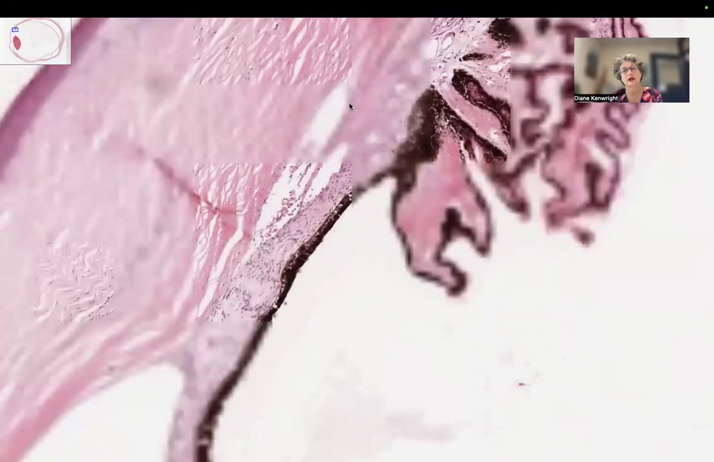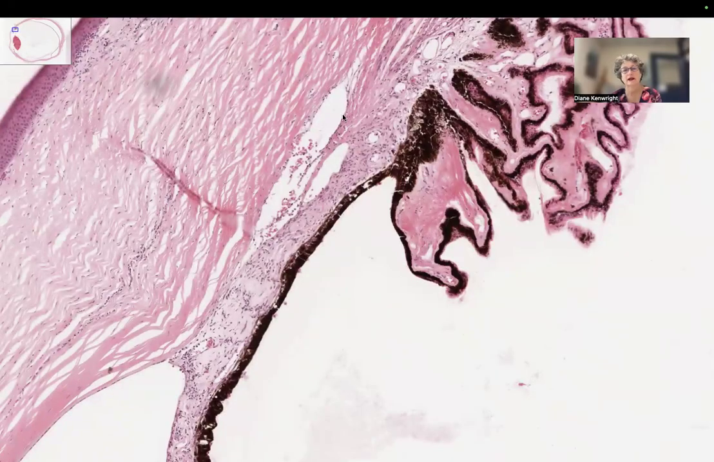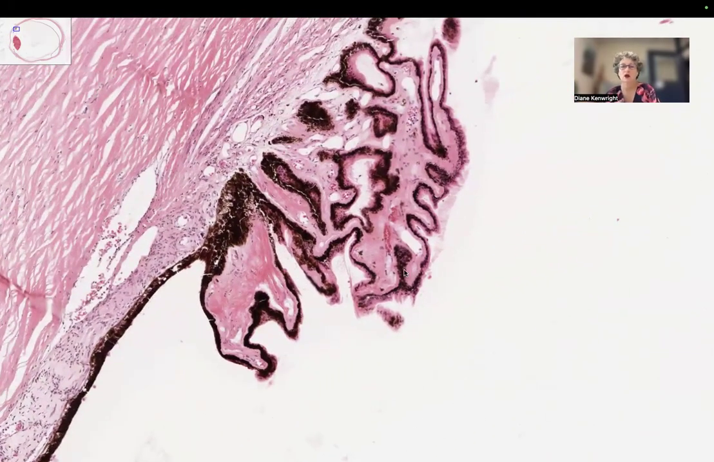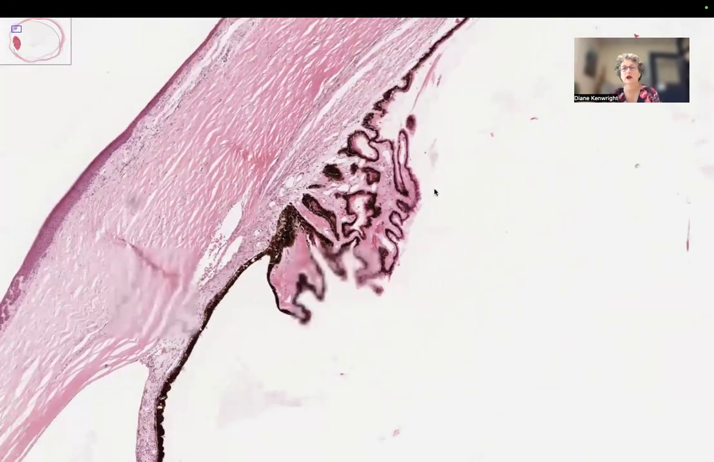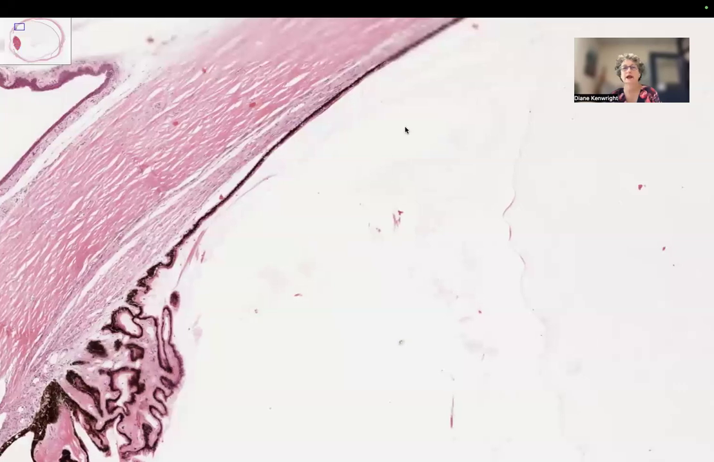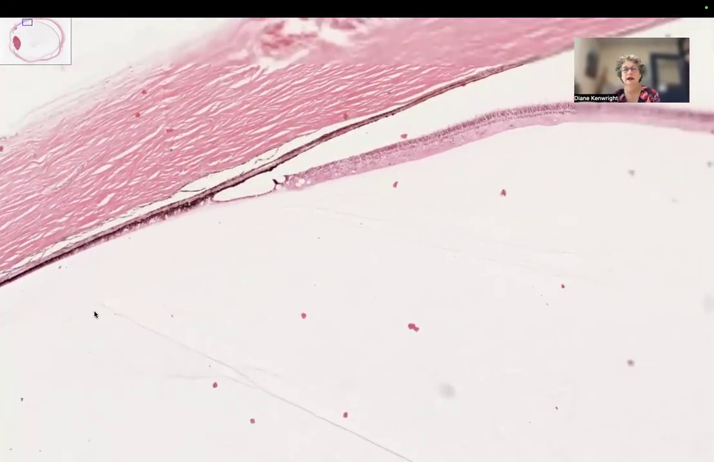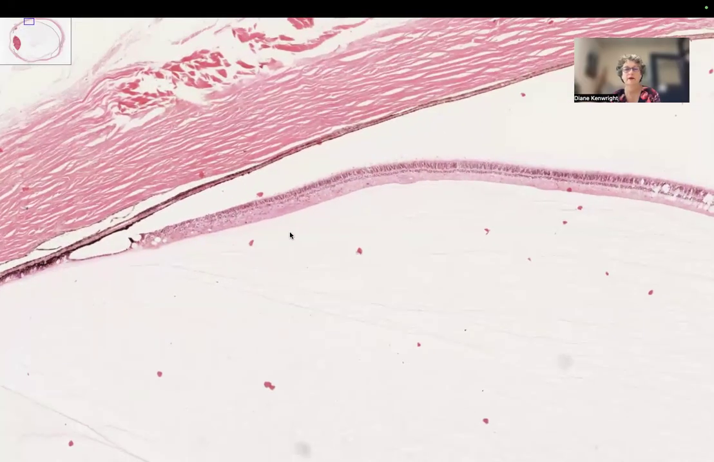There's a hint of trabecular meshwork here. It's kind of been, I think, destroyed in the cutting or something, but it should be here. Lots of sclerosis on the ciliary body, suggesting that this is an older person. Okay, let's move backwards now through the pars plana into the retina proper.